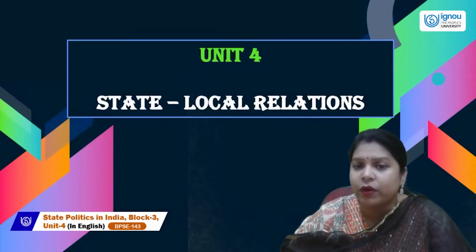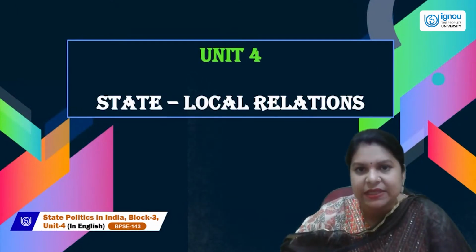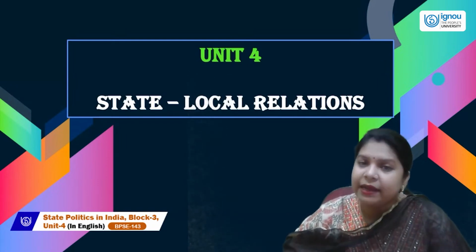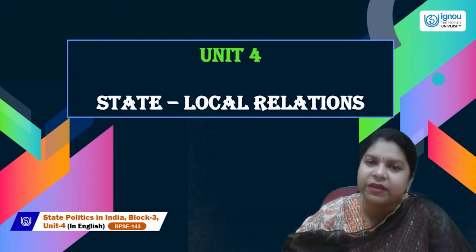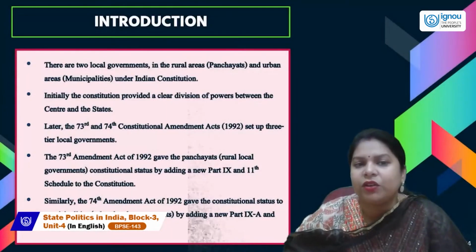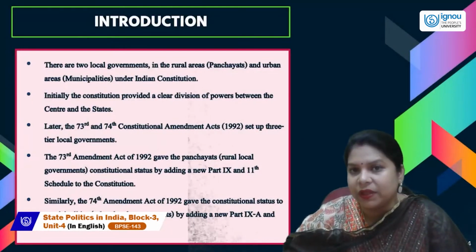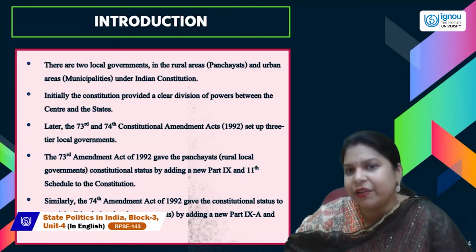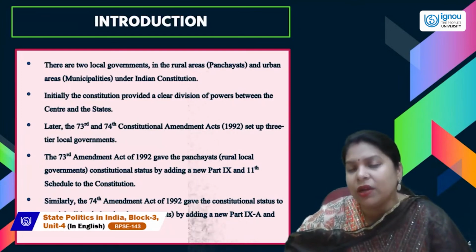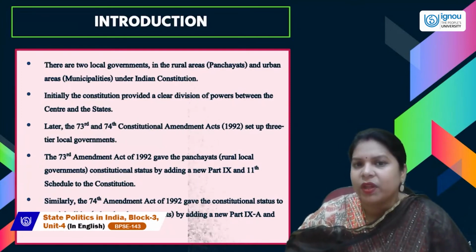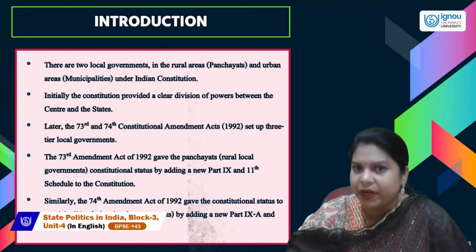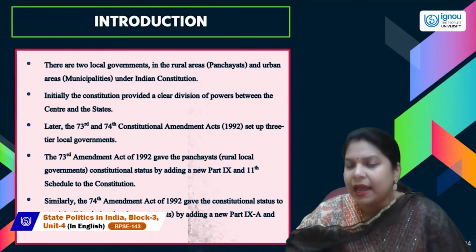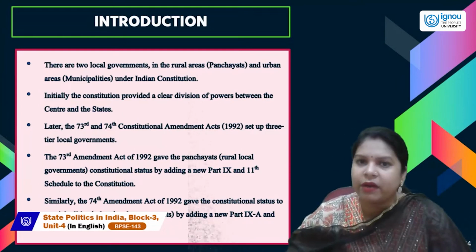Now, let's move forward to our unit 4, that is state-local relations. In today's lecture, I will be covering up to the 73rd Amendment Act, and in our next lecture, we will be moving forward to the 74th Amendment. Introducing the unit: there are two local governments. In our previous unit, we were talking about union and state relations. In this unit, we will be talking about state and local relations. This is what separates these units, because unit 3 is about center-state relations, and this unit is about the relation between the state and the local governments.